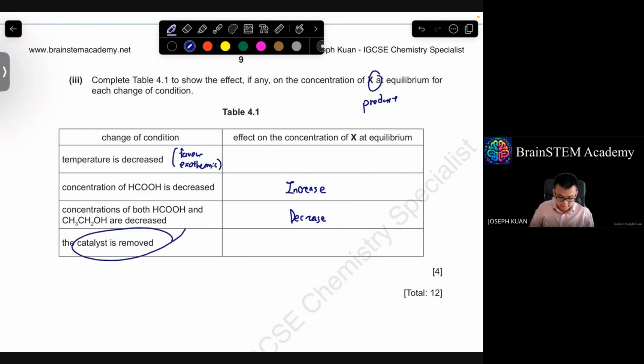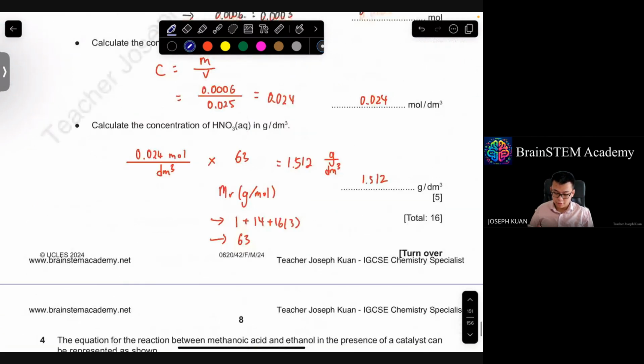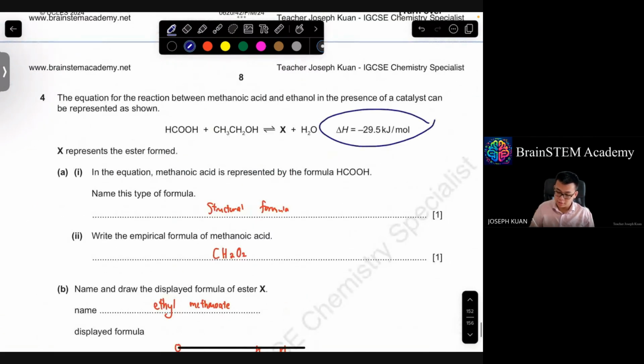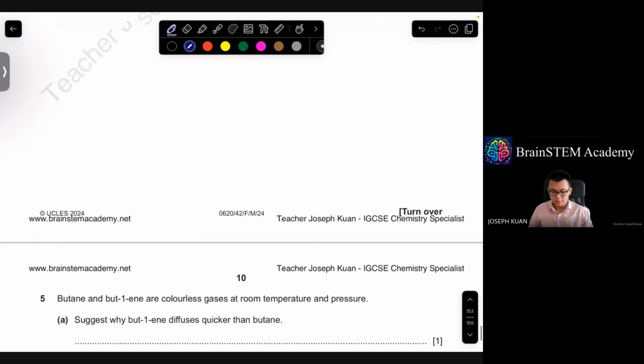And then the catalyst is removed, doesn't affect you. All right, so no change on that, doesn't affect you. So you want to ask for decreasing temperature. Decreasing temperature will favor the exothermic direction, which is the forward reaction that causes the concentration of the product to increase. And that's it for this paper.